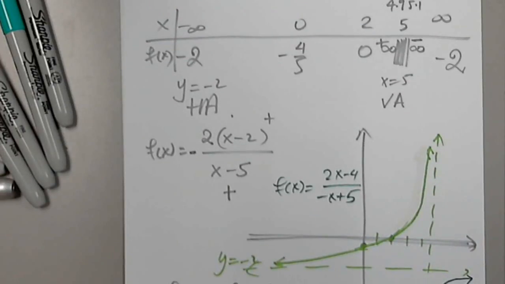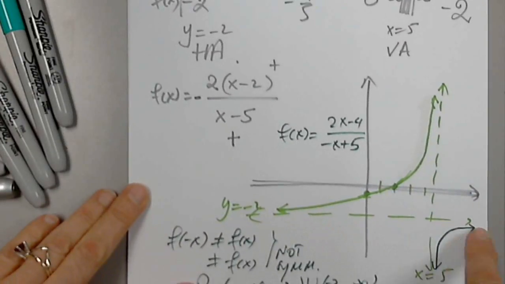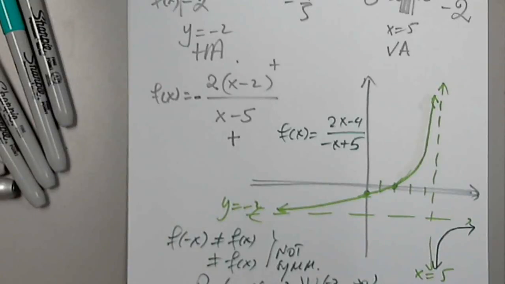And of course, we can check with the graphing calculator. Don't forget to put in y equals negative 2. Is this okay? Yes? Okay, next question. Anything else before we start with the green test?